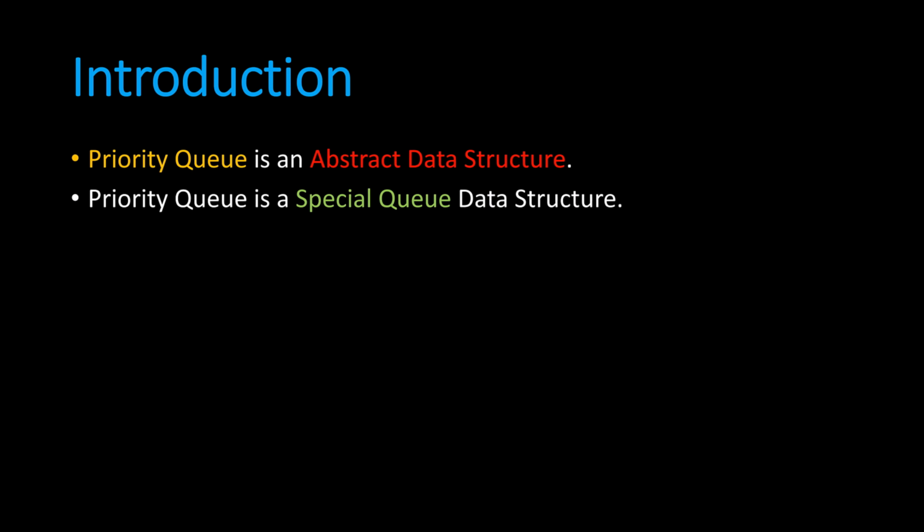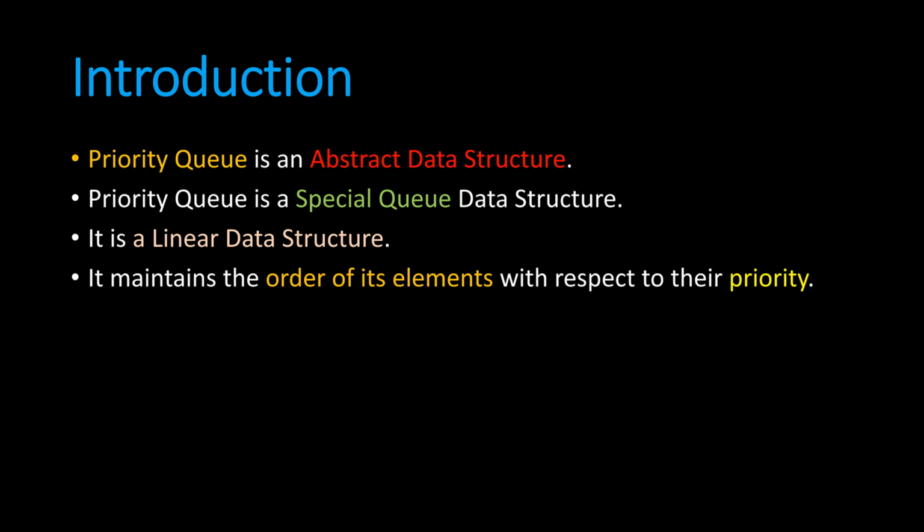Introduction of priority queue. Priority queue is an abstract data type, an abstract data structure. It is a special queue data structure that is very different from the normal queue. It is a linear data structure just like the normal queue. It maintains the order of its elements with respect to their priority.